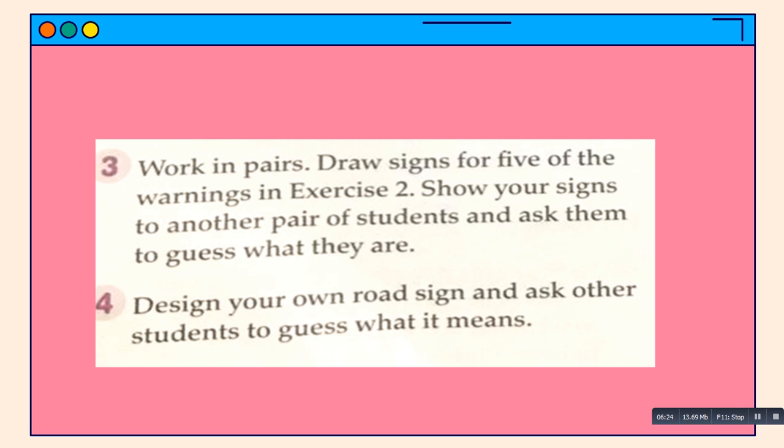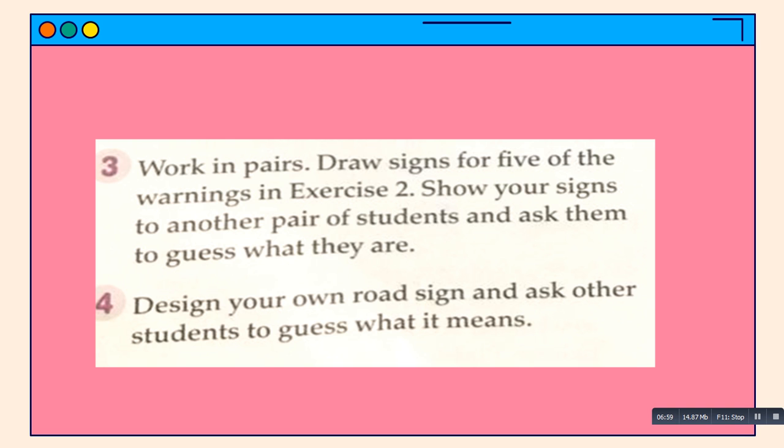So, you don't have friends with you right now, but you can use your parents or maybe siblings for this activity, right? Better to use a sibling. You can read out the warnings in exercise 2, read them and draw 5 road signs, according to your wish. And then ask your siblings to guess them, and ask your siblings to draw something for you, and you try to guess them, right? So that's about the third activity.